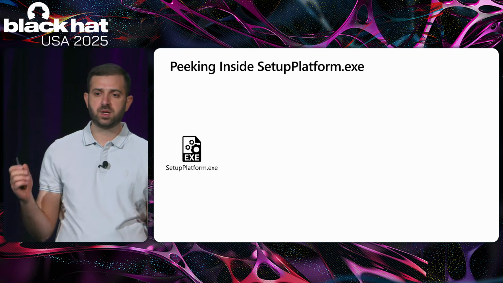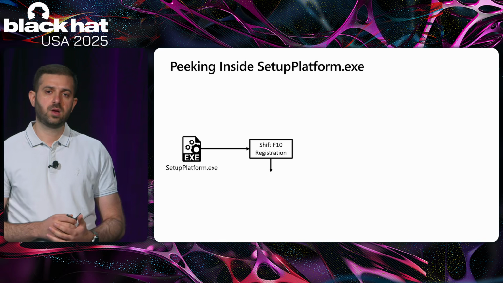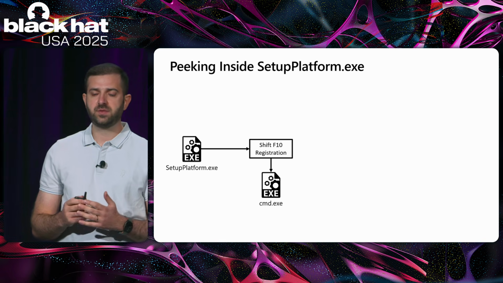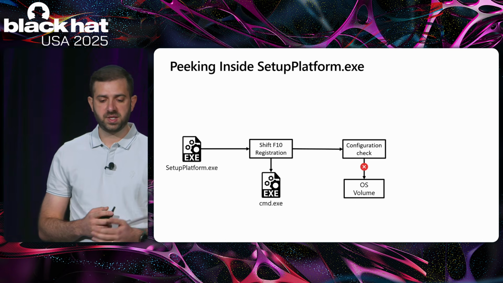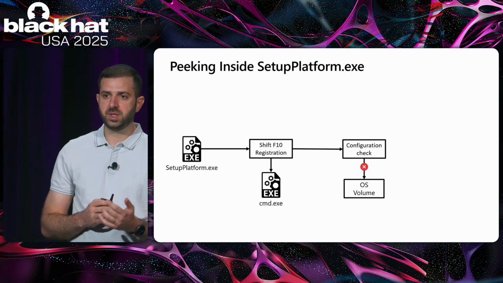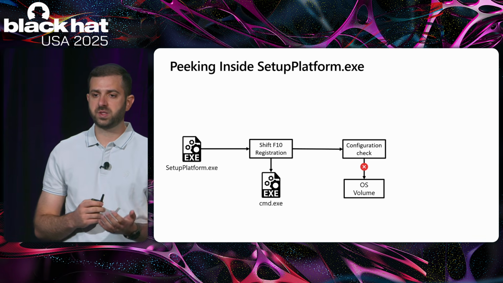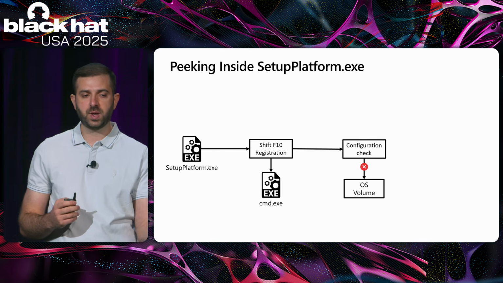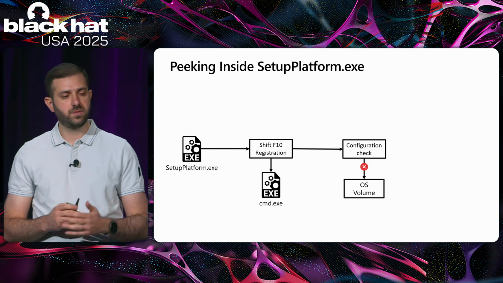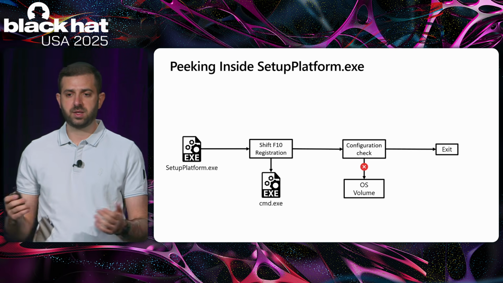So we can execute Setup Platform, but what else can we do with it? We found that it registers the Shift plus F10 hotkey to launch CMD. We tried that, but it fails to execute due to missing configuration on the main OS volume. Since this configuration file resides on the BitLocker protected main OS volume, it cannot be created or edited. This configuration requirement causes Setup Platform to terminate early when the file is absent.